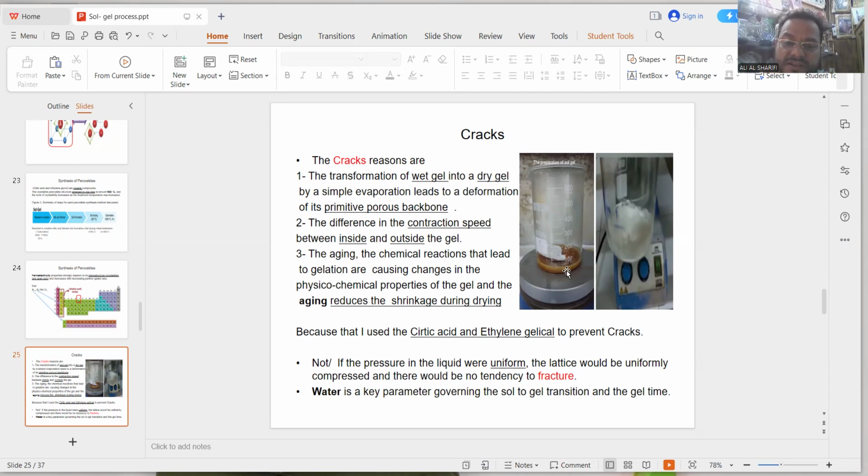Note: if the pressure in the liquid were uniform, the lattice would be uniformly compressed and there would be no tendency to fracture. I took it from this article. All of these three articles are the source for the slide. You can take a look at them. Actually, in my study, the pressure in the liquid was not uniform. I think this note is talking about the ideal situation.